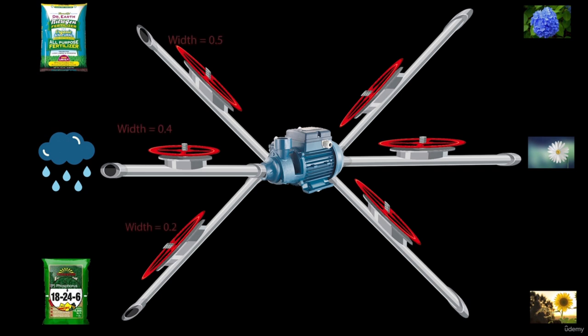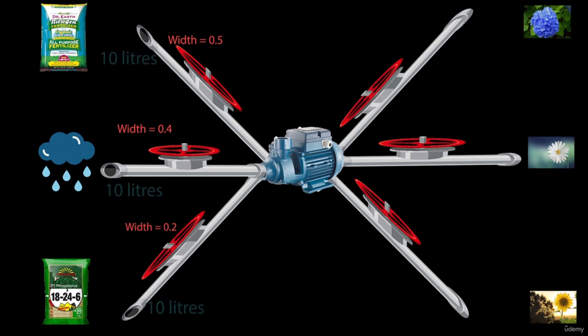So if, for example, the width of the nitrogen-rich water pipe was 0.5 and the width of the rainwater pipe was 0.4 and the phosphorus-rich water pipe was 0.2, this would mean that only 50% of the nitrogen-rich water inputted will flow through the pipe, 40% of the rainwater inputted will flow through the pipe, and 20% of the phosphorus-rich water would flow through the pipe.